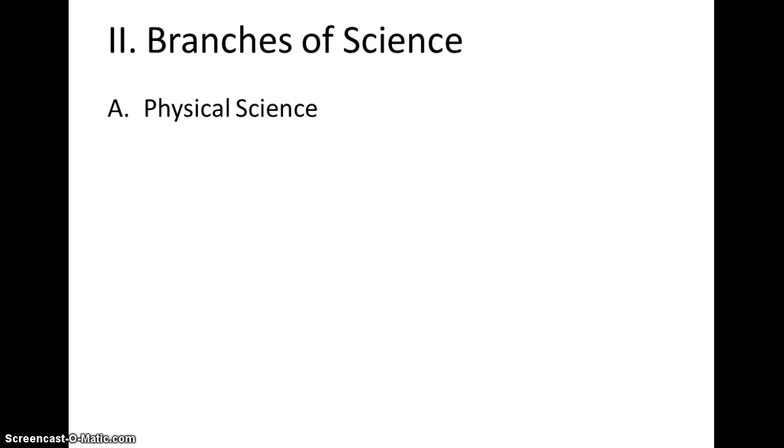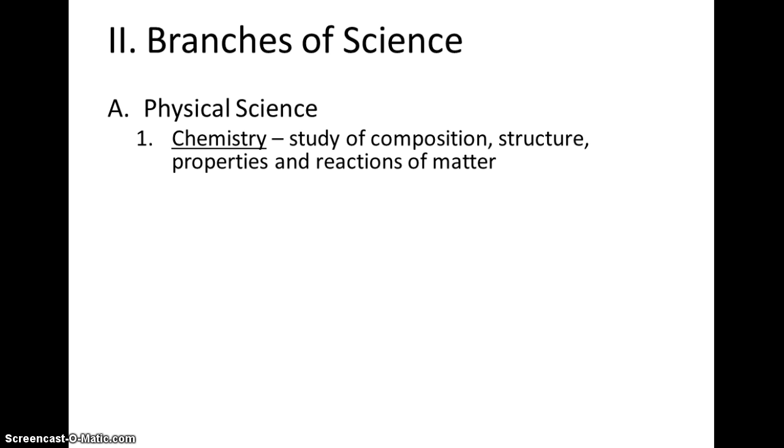Section 1 then goes into the branches of science. There are 3 branches of science. The first one is physical science. That is what you are in right now. There are 2 main areas of physical science: chemistry, which we'll be studying this semester, which is the study of composition, structure, properties, and reactions of matter. And then there is physics, which we'll do next semester. That's the study of matter and energy.